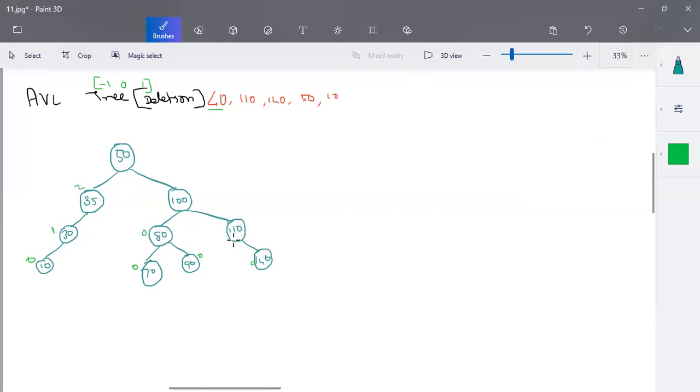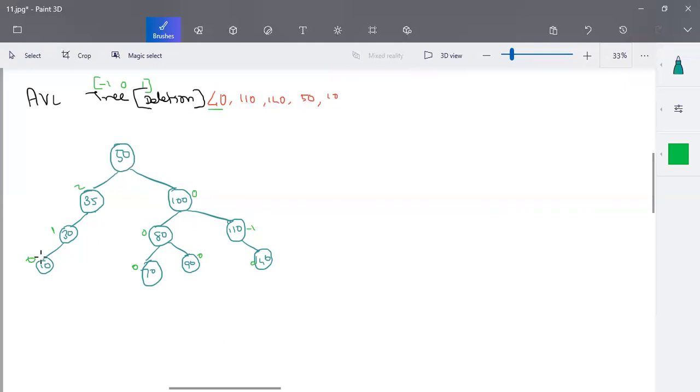For 110, there is no left subtree, and for the right subtree the height is 1, so it is 0 minus 1, which is -1. For 100, the height of the left subtree is 2 and the height of the right subtree is 2, so it is 2 minus 2, which is 0. The balance factor is 0. And for 50, what is the height of the left subtree?